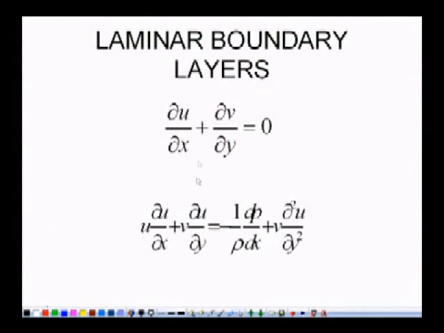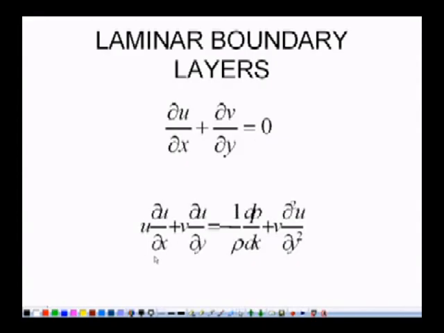Now, in this slide we are seeing that we have these two equations. This is the equation number 1, which is based on continuity equation basically for two-dimensional flow. Del u over del x plus del v over del y is equal to 0. This is the continuity equation for two-dimensional flow.